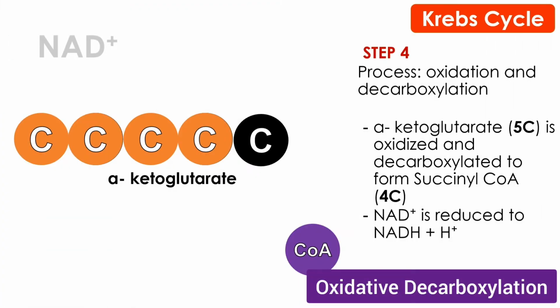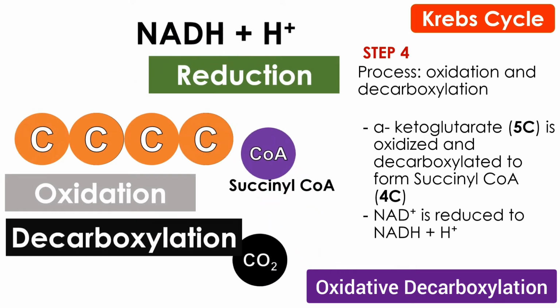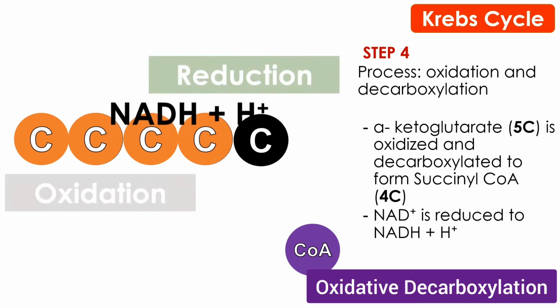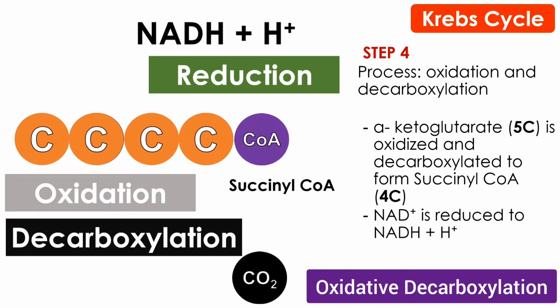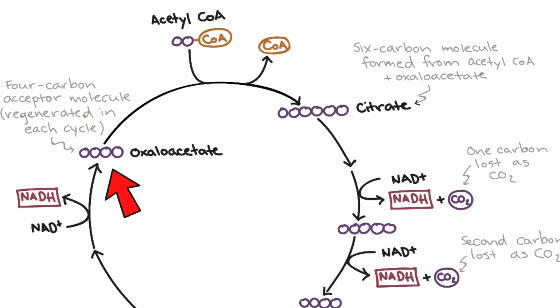Next, alpha-ketoglutarate will also undergo oxidative decarboxylation to form succinyl coenzyme A, which will also remove one carbon atom as a carbon dioxide and reduces NAD+ into NADH and H+. Succinyl coenzyme A now have 4 carbon atoms. Since we start Krebs cycle with oxaloacetate that have 4 carbon atoms, and now after 2 times oxidative decarboxylation, we end up with succinyl coenzyme A which also have 4 carbon atoms.